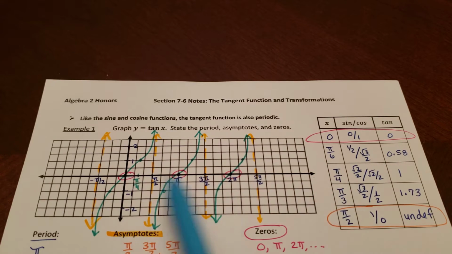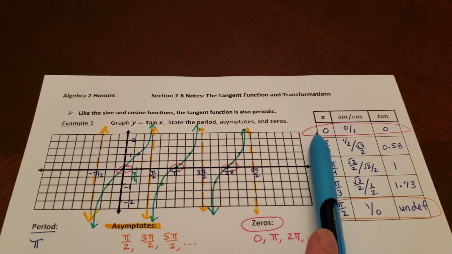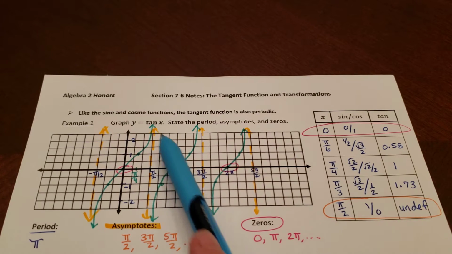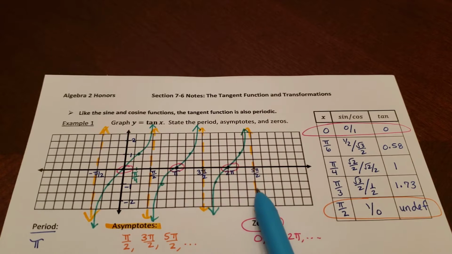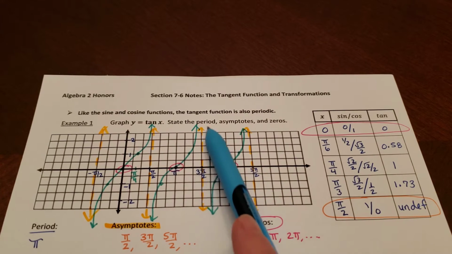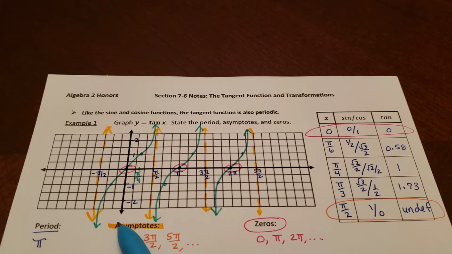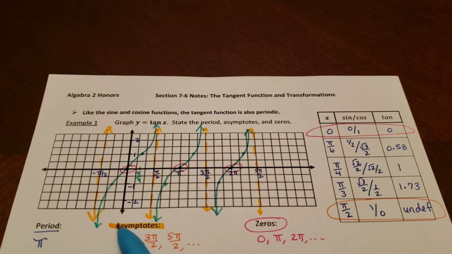And then we have these other values that I plotted, but what's more interesting is this value down here for pi over 2. When you get 1 over 0, which we know is undefined because you're not allowed to divide by 0, that is going to create an asymptote. So these dashed orange lines are asymptotes. Okay, and the graph does not look the same as a sine and a cosine graph. It's much different, but I just wanted you to see what it looks like.